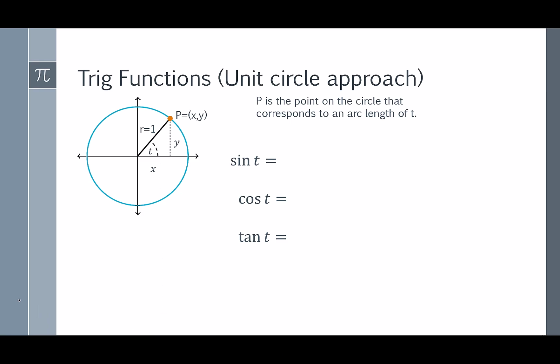Let's take a look at finding sine of t, cosine of t, and tangent of t. Sine of t will be the opposite, which is y, over the hypotenuse, which is 1. Cosine of t will be the adjacent x over the hypotenuse, which is 1. Tangent will be the opposite y over the adjacent x.